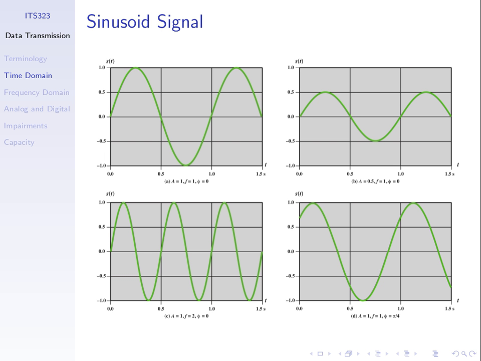At some point in time, we can know the signal strength. So if we plug in a value of t, the time, we'll get the value of the signal strength. At time equal to 0, we get sine of 2 pi times 0, which is sine of 0, and sine of 0 is 0. The signal strength is 0.